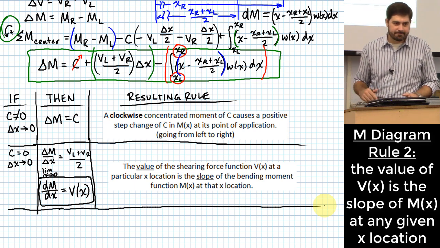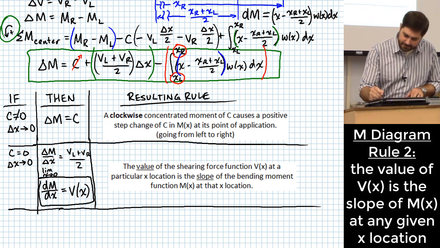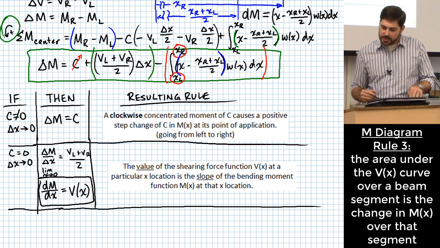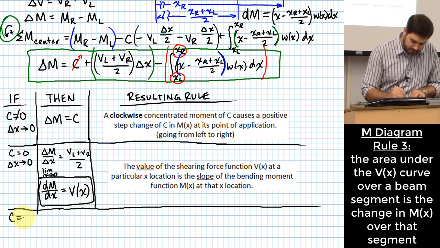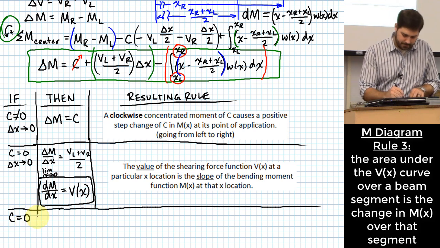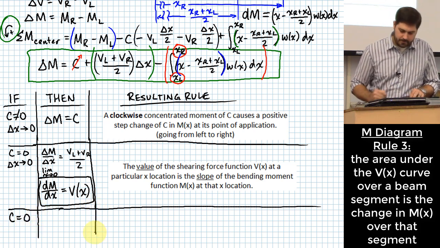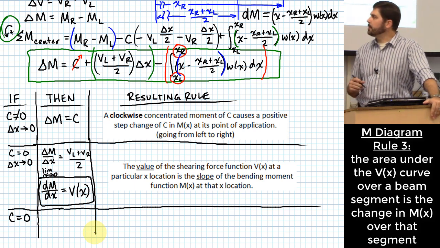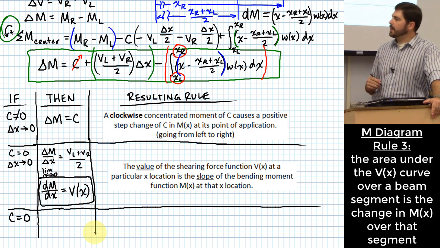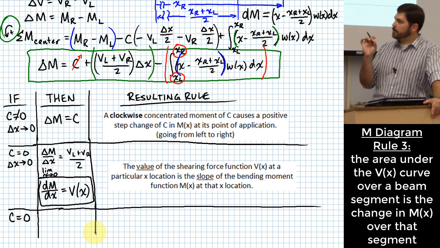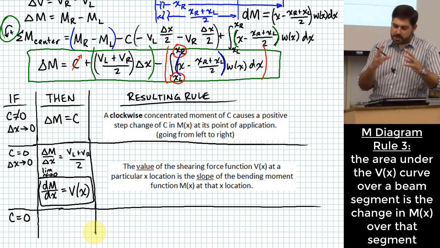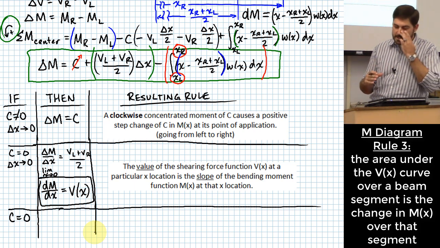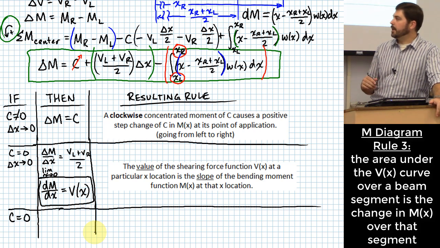Okay, shall we do another one? Yeah, we're on a roll, right? What if we just let C equal 0? And this one may be a little bit confusing, but when we let C equal 0, we can think of how this bending moment is changing over the length of this little segment based on how the slope of the M(x) function relates to the V(x) function, right?